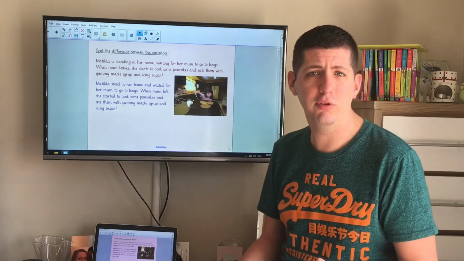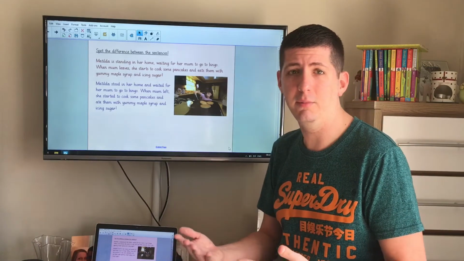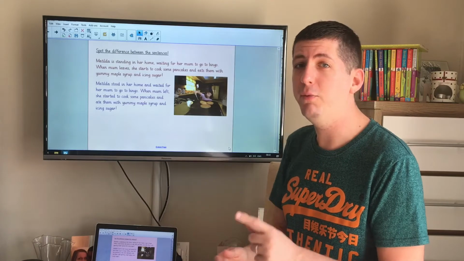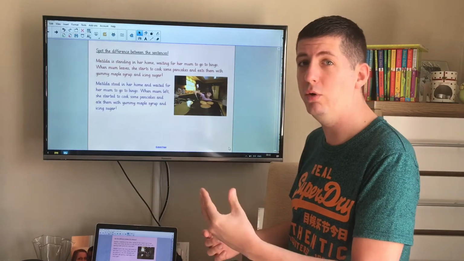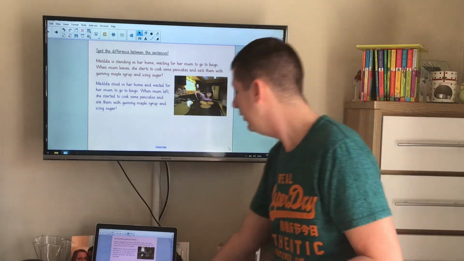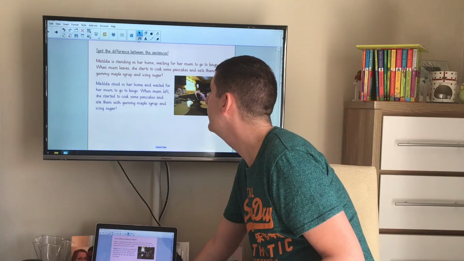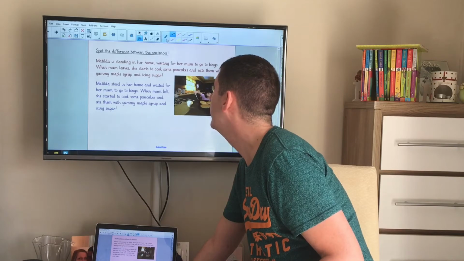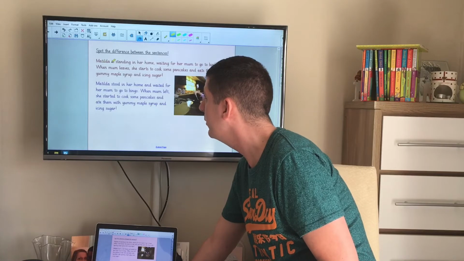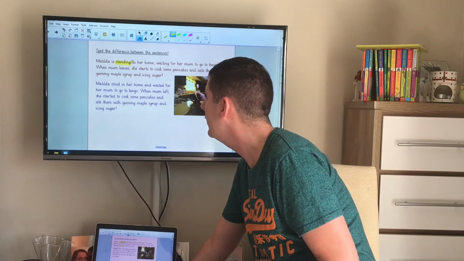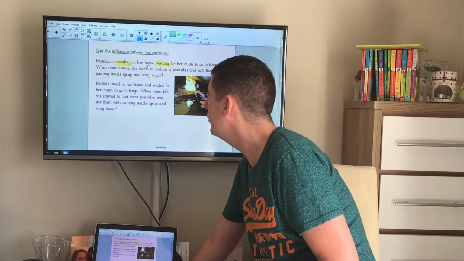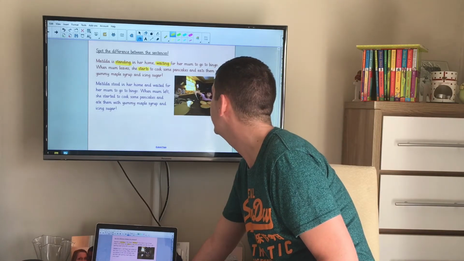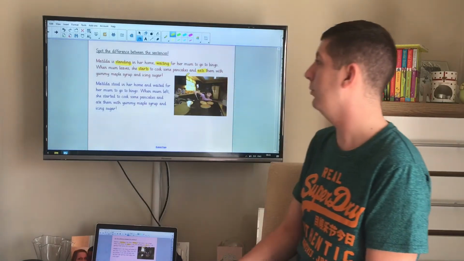Now at first glance those seem really similar, don't they? They seem like there's hardly anything different about them. But if we have a really close look at the verbs, we can understand whether one's happening right now or one has already happened. So let's grab the highlighter pen. And let's highlight some of the verbs. So in this one, standing, Matilda is standing in her home, waiting for her mum to go to bingo. When mum leaves, she starts to cook some pancakes and eats them with yummy maple syrup and icing sugar.